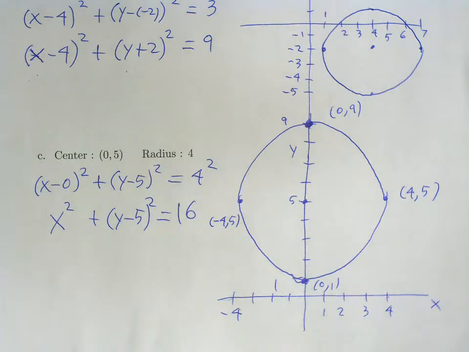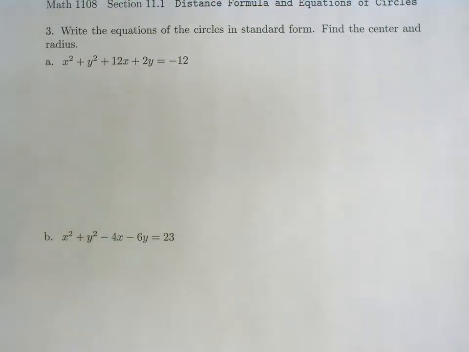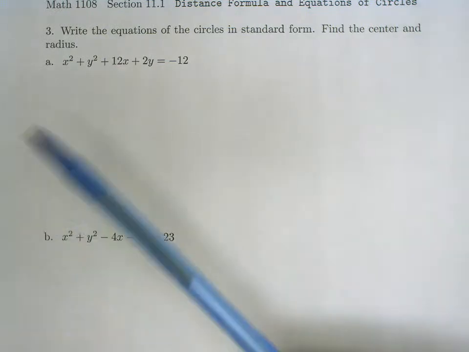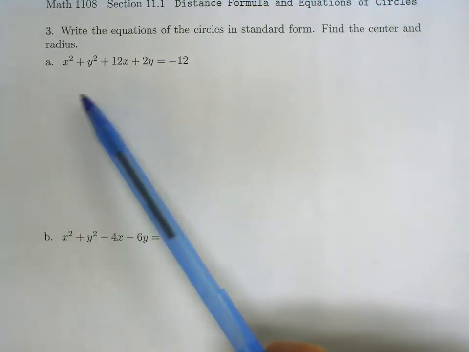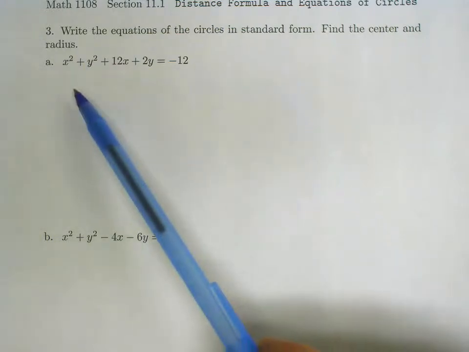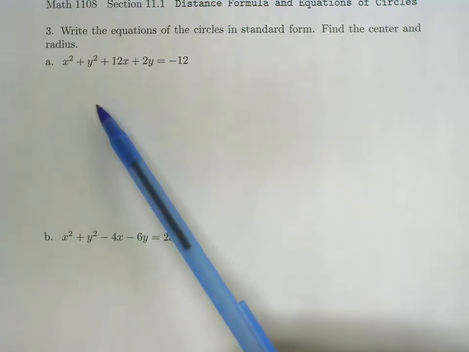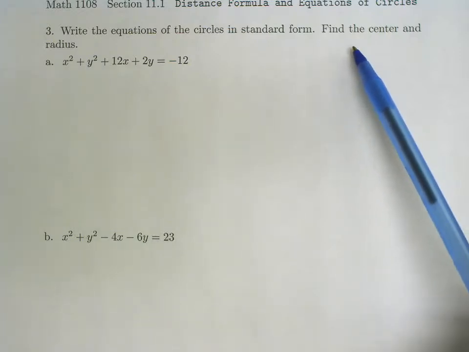Okay, we'll move on to the next exercise. This will be a little more involved, but you've seen everything that you needed to see this semester in order to do this. You will encounter equations of circles that are not in standard form, and the task will be to write the standard form, and then after writing the standard form, you'll be able to find the center and the radius.